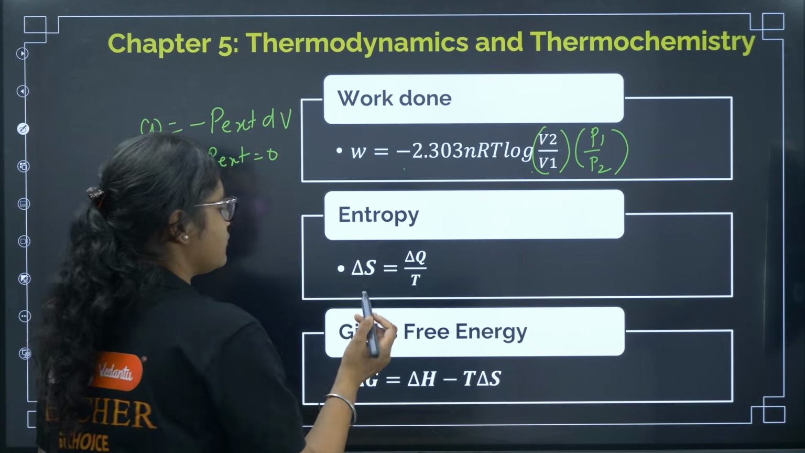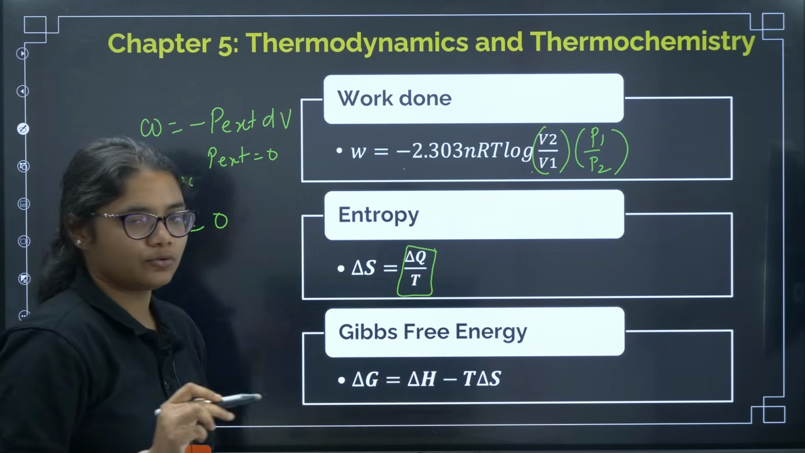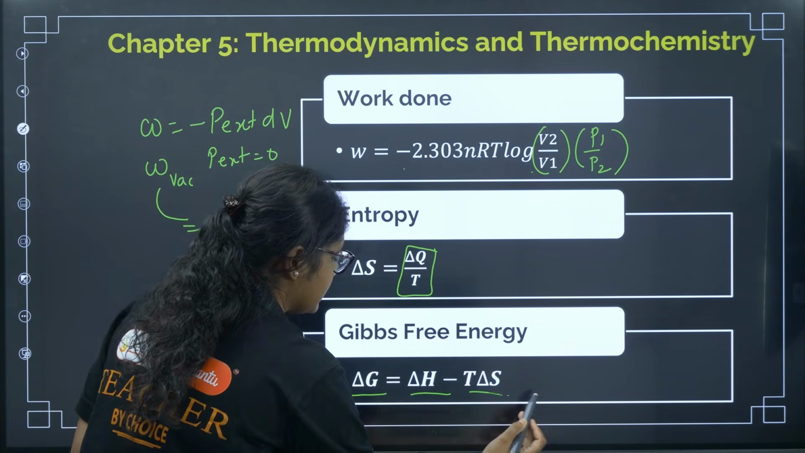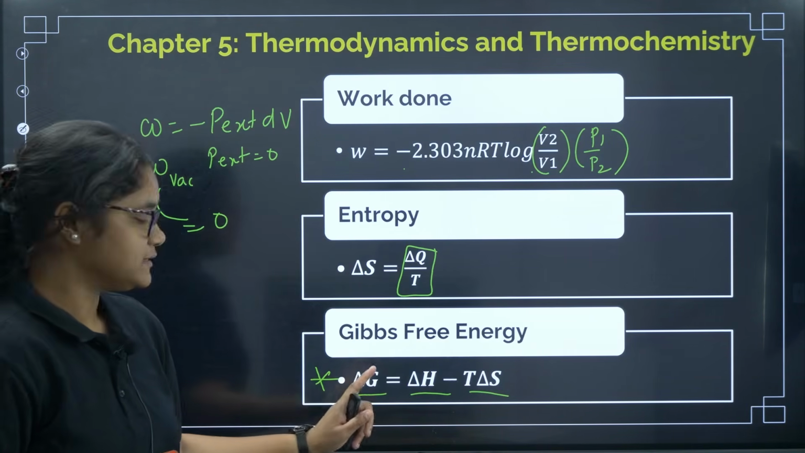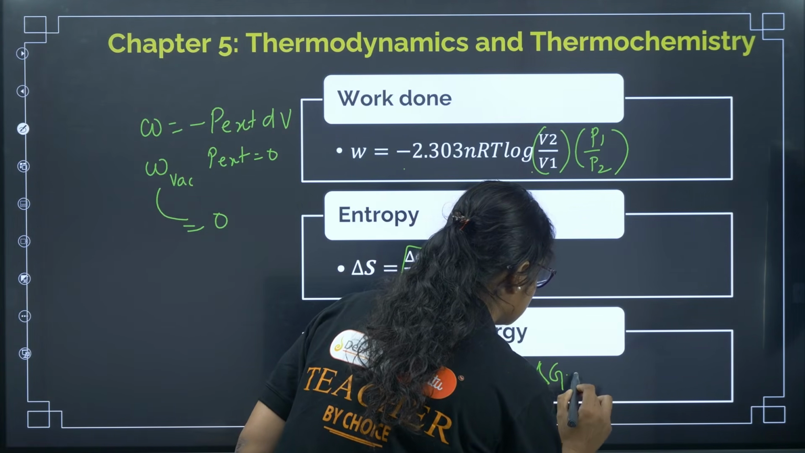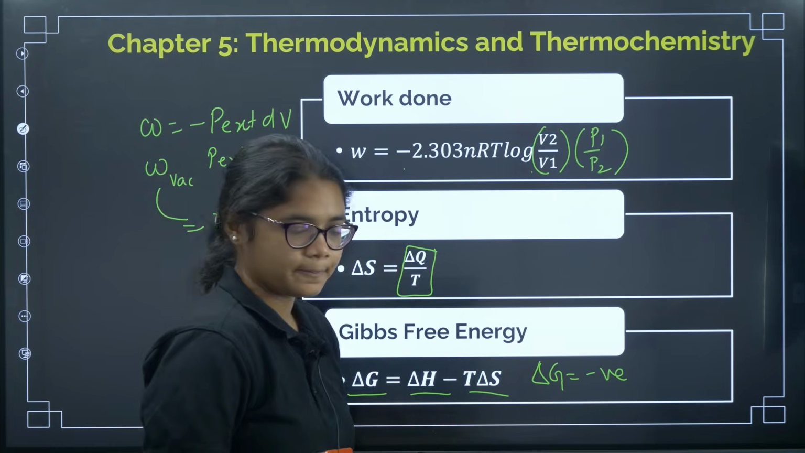Next is entropy. Entropy formula is delta S is equal to delta Q by T. Then Gibbs free energy, very important, delta G is equal to delta H minus T delta S. Many questions are asked from this formula. Here you should remember, for the spontaneity of a reaction, delta G has to be negative. Okay.